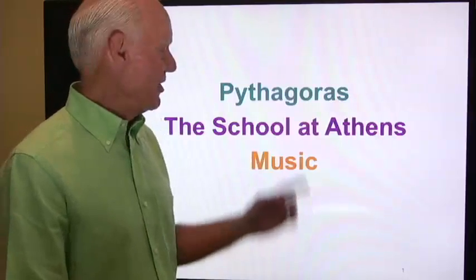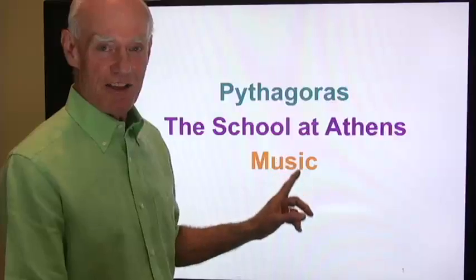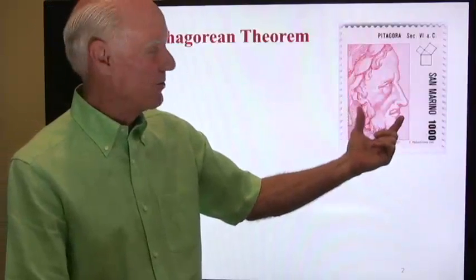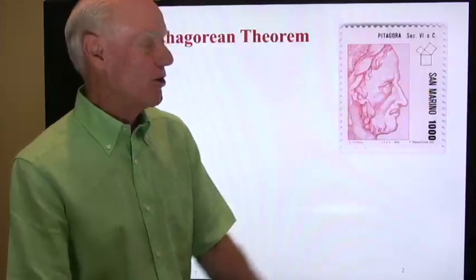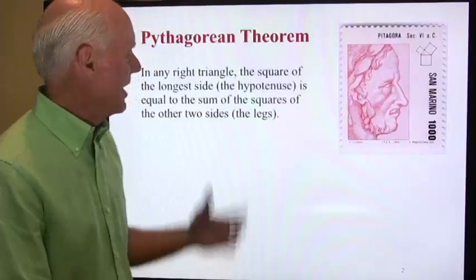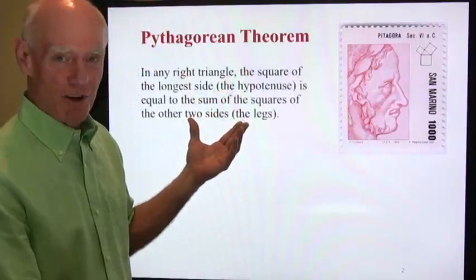Okay, here's a little video on Pythagoras, the school at Athens, and music. So first of all, the Pythagorean Theorem. Here's a postage stamp, a little picture of Pythagoras, with a diagram over here in the corner that you could use to start a proof of the Pythagorean Theorem if you wanted to. Here's the Pythagorean Theorem written in words.